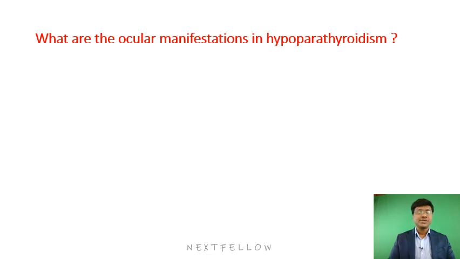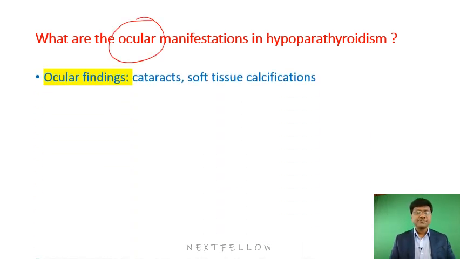Next important thing is, you need to know what are the ocular manifestations in hypoparathyroidism. See, ocular manifestations will be in the form of cataract and soft tissue calcification.